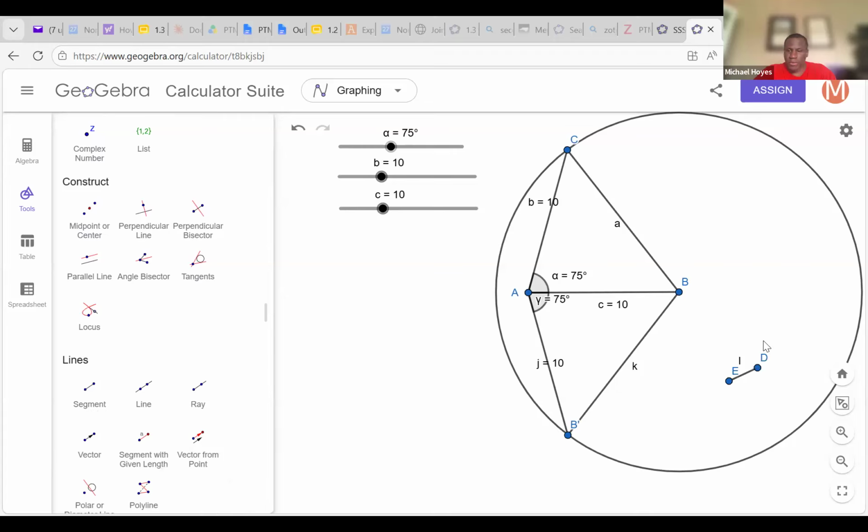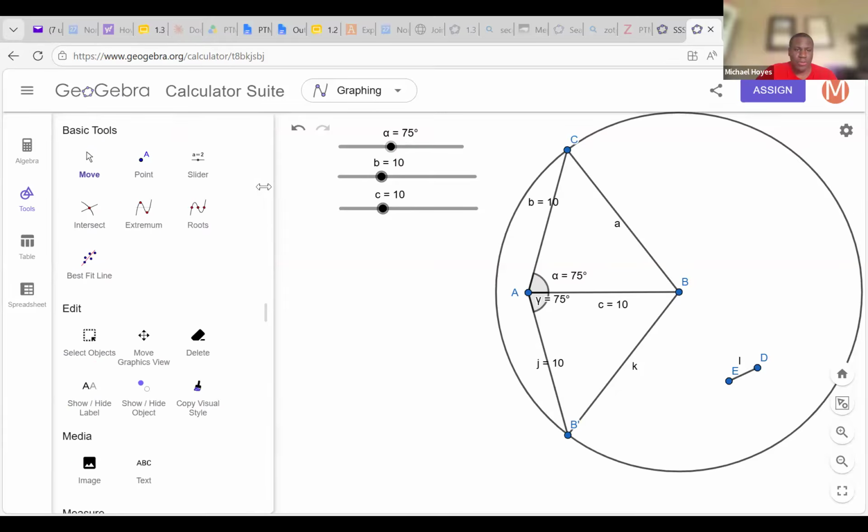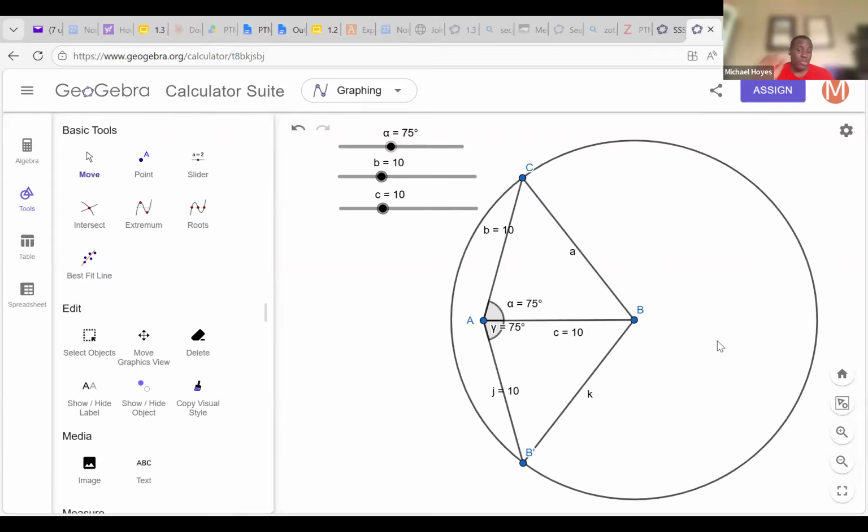Can you see my screen? I don't know if you can. I don't know if you can see it, it's on the slides or it's on the GeoGebra. You see the GeoGebra? Yeah, I do. Okay.